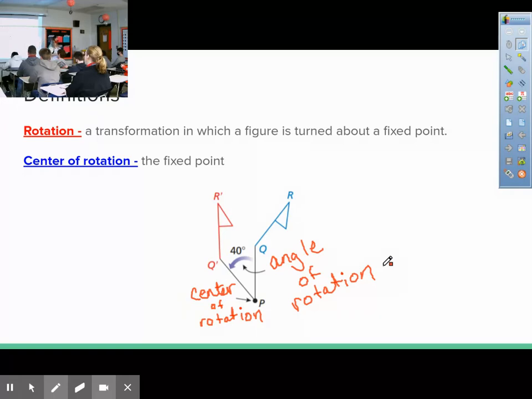Okay, now let's do angle of rotation. Angle of rotation, this is 40 degrees. We know what angles are. Okay, let's not lean on our hands, please. That way we're not likely to fall asleep. Let's get our hands off.